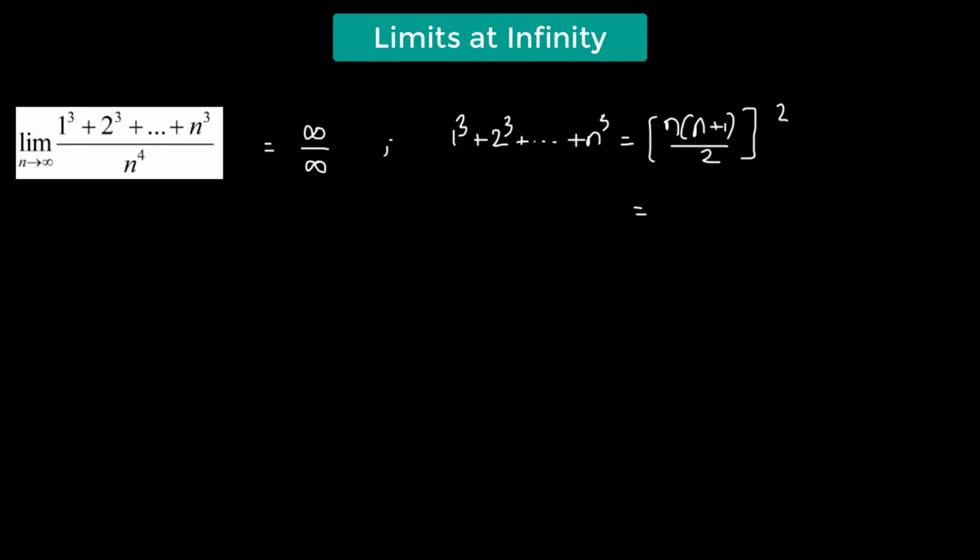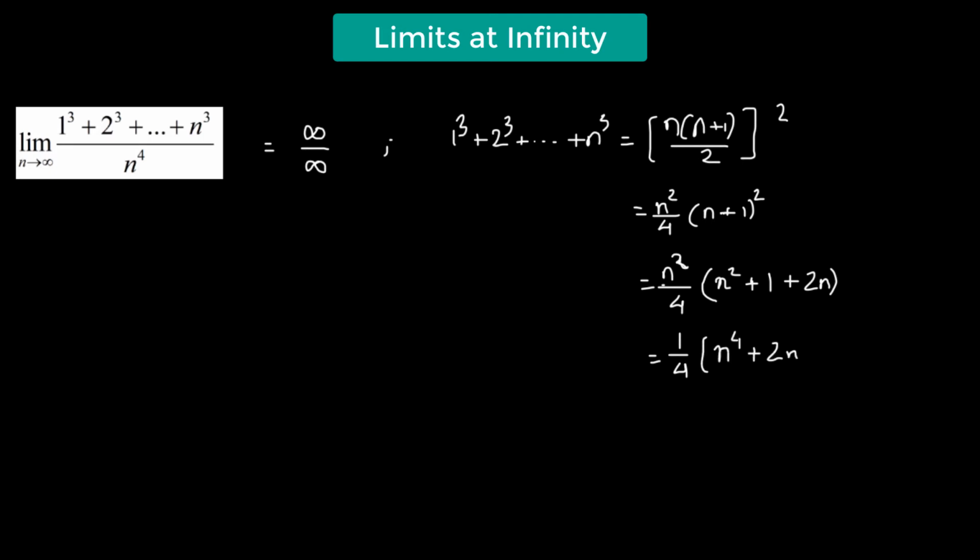So that is equal to n squared over 4 times (n plus 1) whole squared. So we're going to expand (n plus 1) whole squared by using the identity (a plus b) whole squared is equal to a squared plus b squared plus twice of ab. So we have n squared plus 1 plus twice of n, and then we multiply n squared to each of the terms. So we have n raised to the power of 4 plus 2n cubed plus n squared.